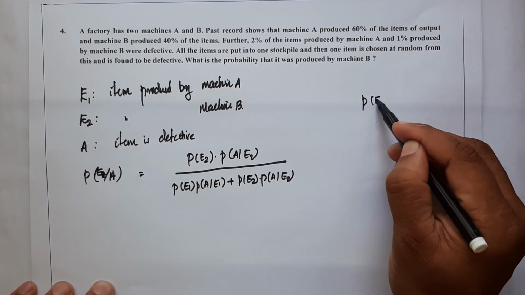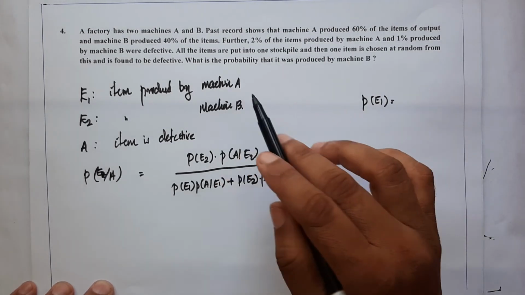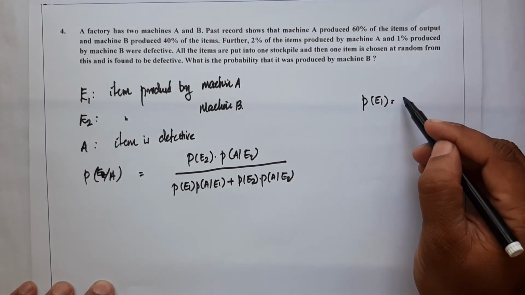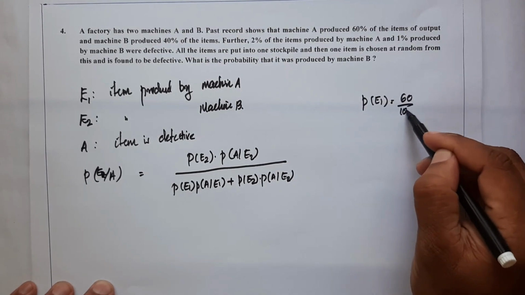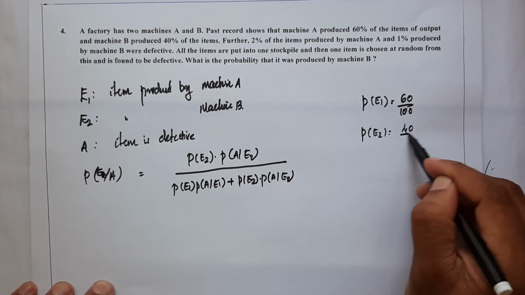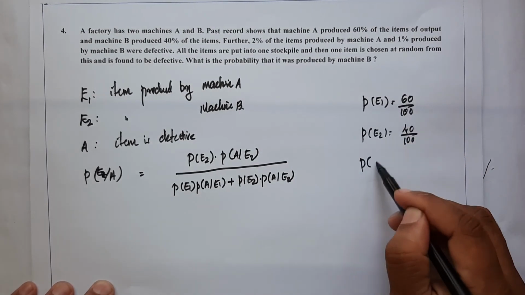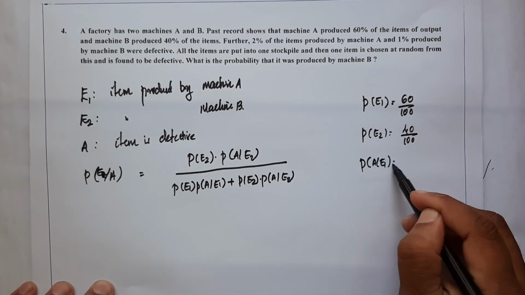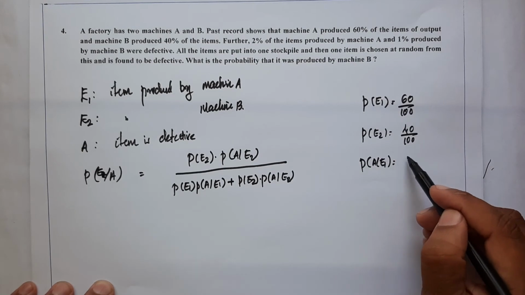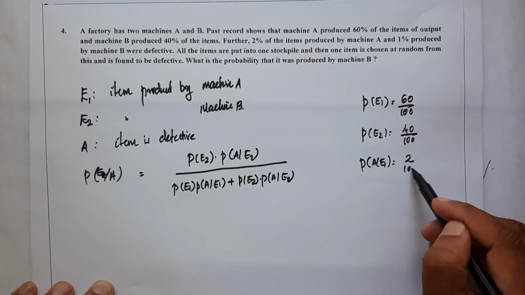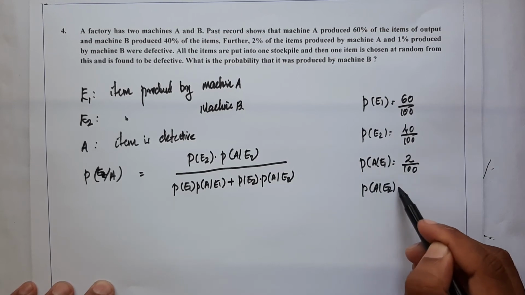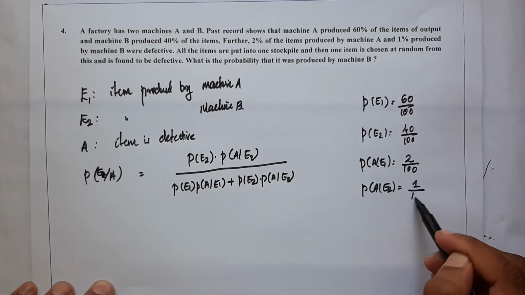Here what is P of E1? That is the probability of selecting the item from machine A. So 60% of items are produced by machine A, that is 60 divided by 100. P of E2 is equal to 40 divided by 100. P of A given E1, that is the defective item from the first machine, that is 2%, 2 divided by 100, and P of A given E2 is equal to 1 divided by 100.